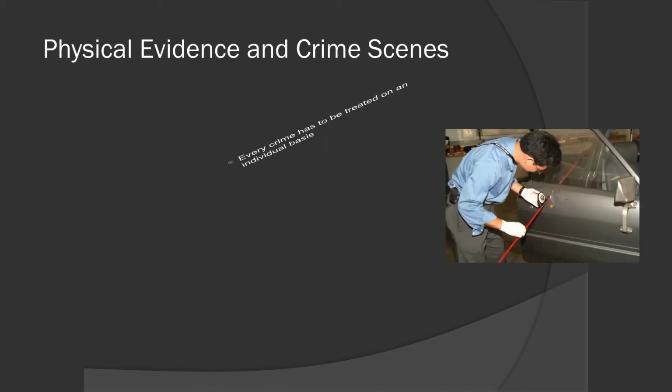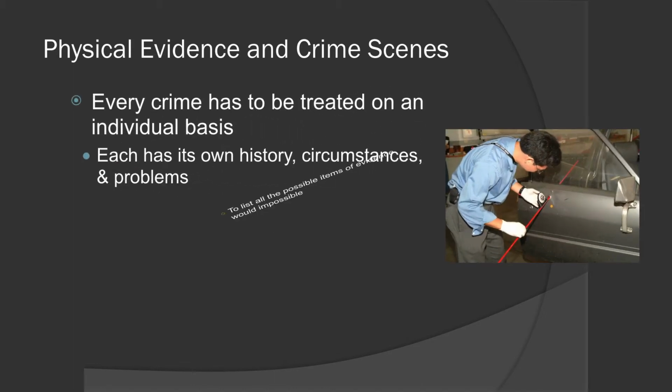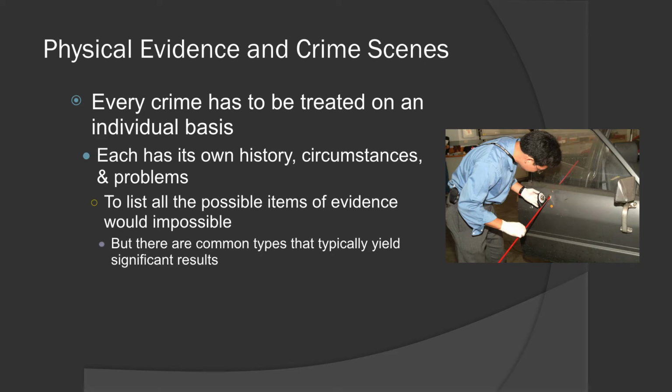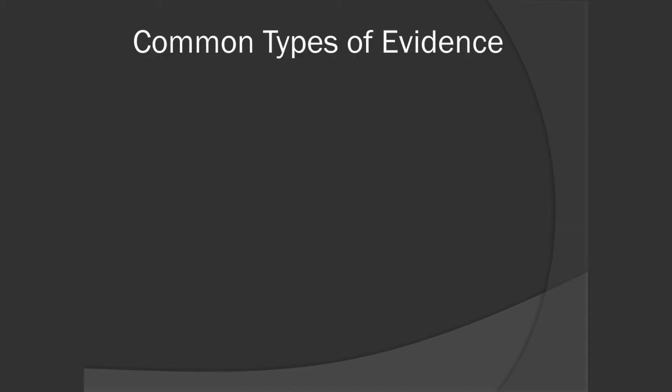Physical evidence at a crime scene can really be anything. And so every crime scene needs to be treated on an individual basis. Each has its own history, circumstances, and problems. It would be impossible to actually list all of the possible items of evidence that could be at a crime scene, but there are a few common types that typically yield significant results.